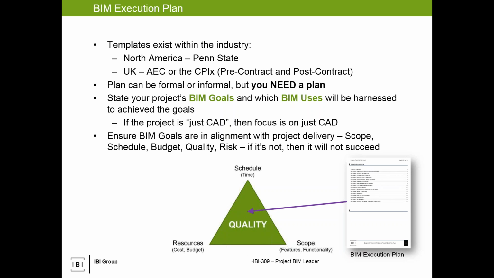Scope, schedule, budget, quality, risk. This is from your Institute of Project Management. If any one of those vertices fall off, the triangle fails. If you're doing too much relative to the scope of the project, you'll explode quality. If you're doing not enough, you'll implode, and either way, the whole thing fails. So BIM has to enhance the quality in support of scope, schedule, budget.